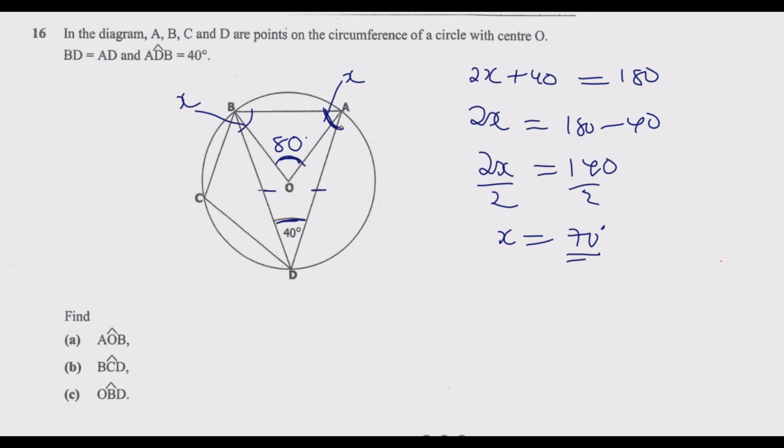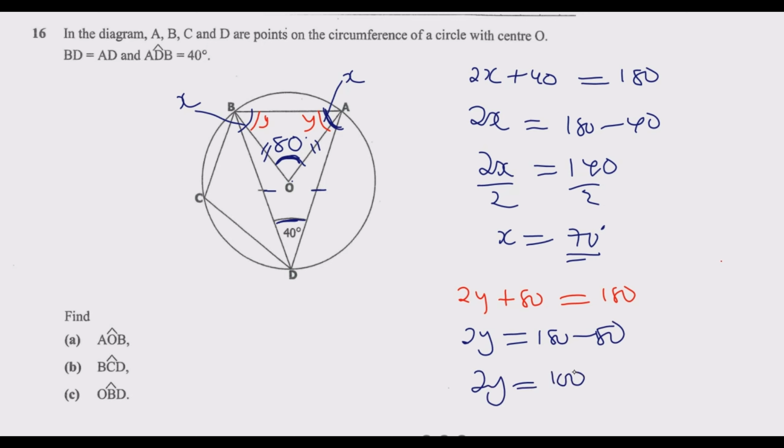We're just trying to see what we can find. Then, we know that this is a radius because this is a center, meaning this one and this one are equal. So if this angle is 80, then these angles, this one and this one, should be equal. So I'll call this y, y. In a similar manner, 2y plus 80 equals 180. So 2y is equal to 180 minus 80. So 2y is equal to 100. Then I divide by 2, I divide by 2. So y is equal to 50.